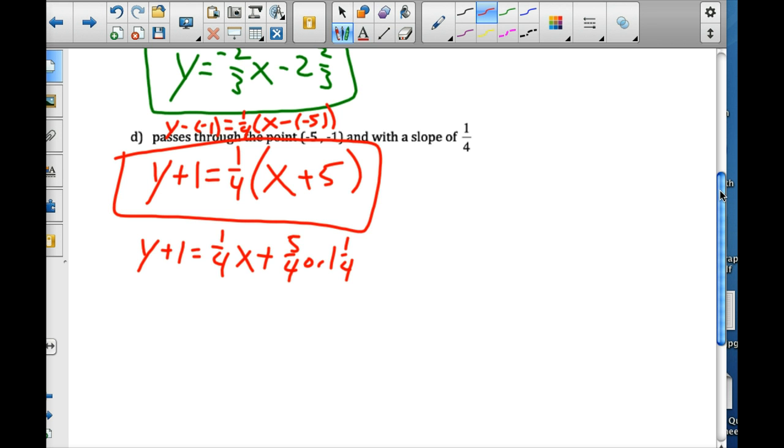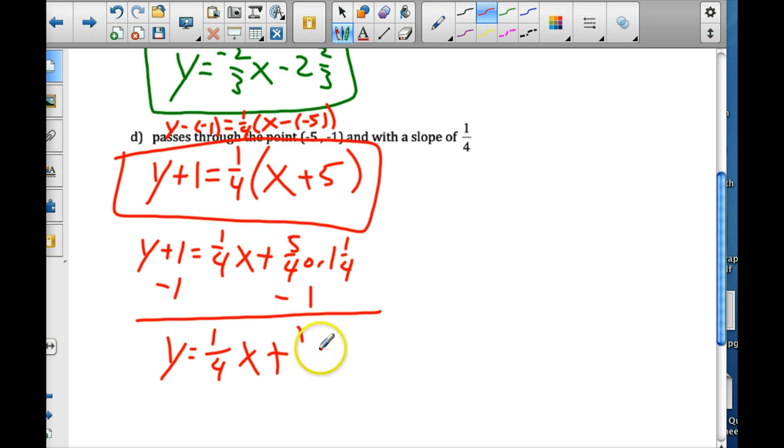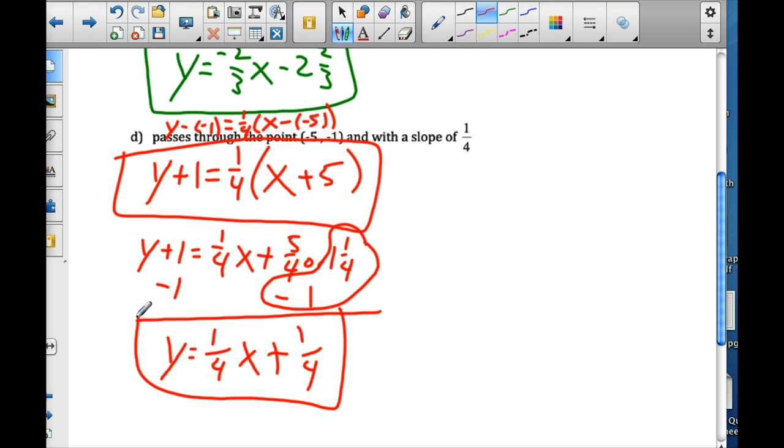And then you subtract 1 from both sides. And you get y equals 1/4 x plus 1 1/4 minus 1, which is 1/4. You were correct. Can you do it with mixed numbers? Yes. Either one. 1 1/4 minus 1, guys, is 1/4. Just a coincidence that the slope and the b are the same value there.